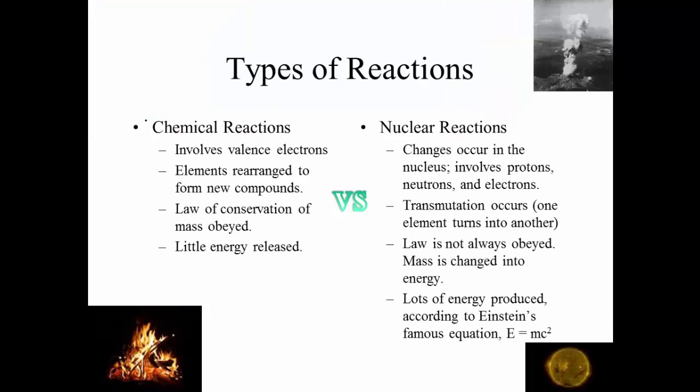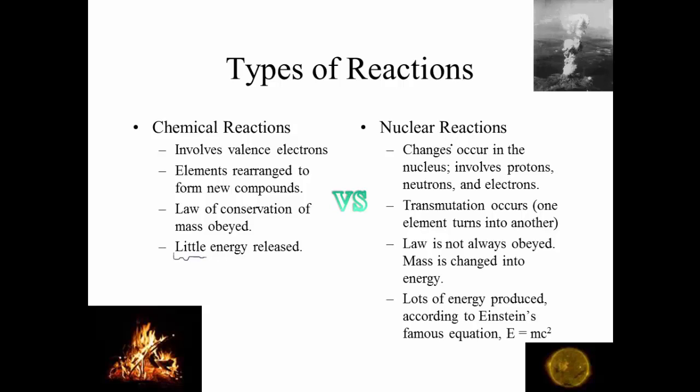Previously this year, we've talked mainly about chemical reactions, okay? In chemical reactions, we've really focused a lot on the valence electrons in the atom and how they're changed. We have learned that elements and atoms can be rearranged to form new compounds. In general, the law of conservation of mass is obeyed, and some energy can be either absorbed or released, and we say that it's a little. That's mainly in comparison to what we're about to talk about.